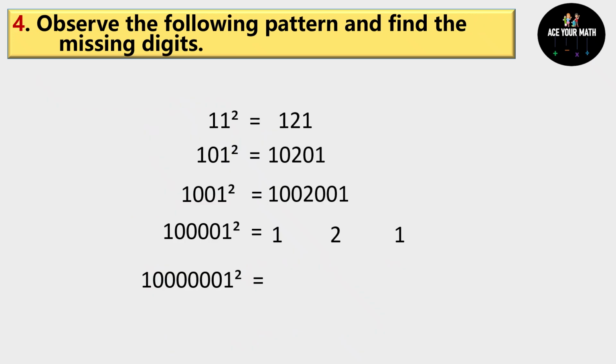In this question, observe the following pattern and find the missing digit. Okay, so first of all, observe this pattern which is given to you. See, it is given that 11 square is 121. We all know 11 square is 121. Now, if you see, in between the 11, they have inserted a 0. And what they have done in the answer also, they have inserted 10 between 1, 2 and 1. Okay.